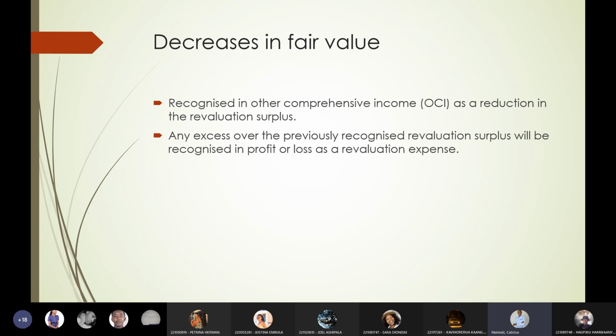So if you don't have a previous revaluation surplus, the whole amount would be recorded in profit or loss as a revaluation expense. But in this particular example that we are doing, we had a previous revaluation surplus. So first of all, we reverse the revaluation surplus, and then the excess will go to our profit or loss.